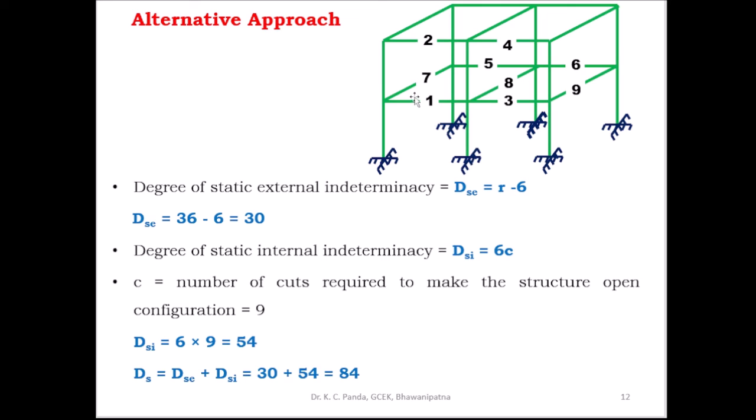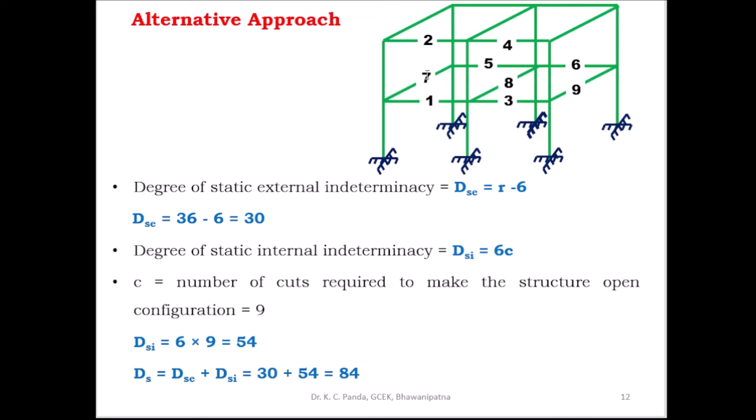So here you see, this is the first chord, so this becomes open, and here this is the second chord, this becomes open, this is the third chord, this becomes open, and here this is the fourth chord, this becomes open. Then for this closed rectangle, this is the fifth chord, so this becomes open, and for this rectangle this is the sixth chord, this becomes open.